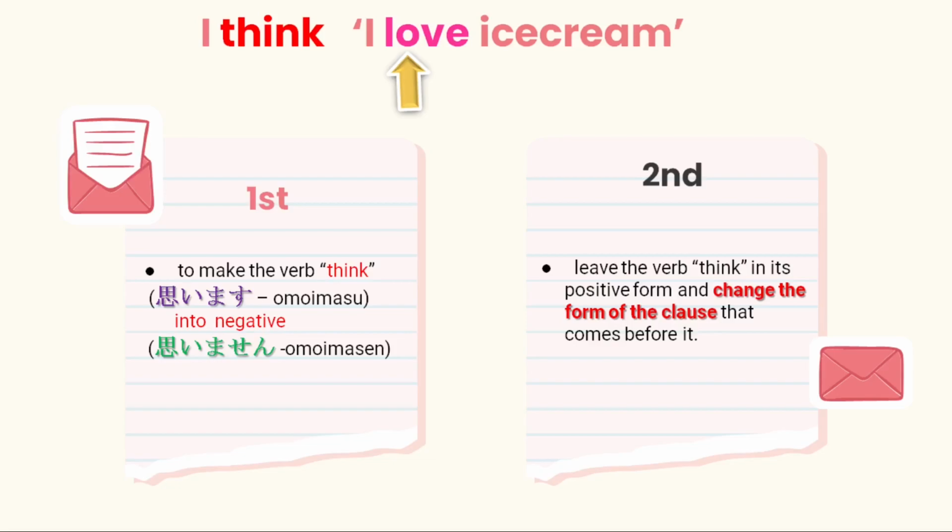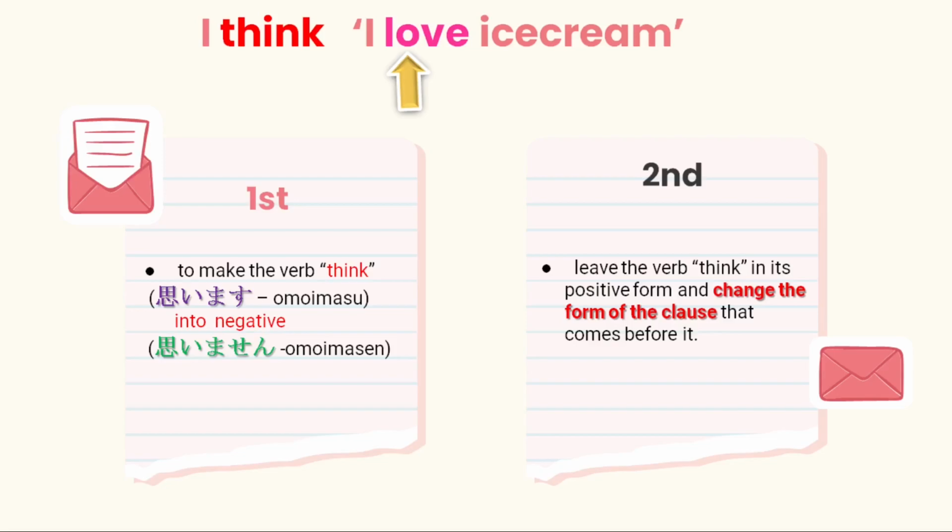Great. But in most of the cases, it's most ideal to change the clause. So we generally don't change this I think. Rather, we always try to change the clause part. So I would say, I think I don't love ice cream to make it negative, rather than, I don't think I love ice cream.